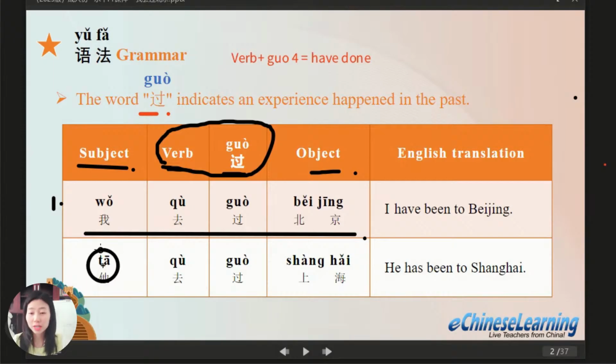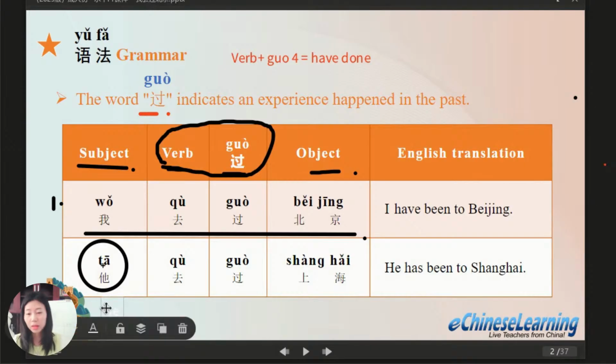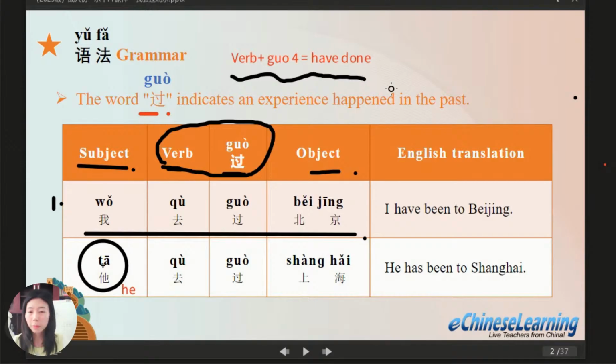For the next one, we change to another subject, which we also learned in our first class. 他 means he. I need to change the color. The whole sentence will be 他去过上海. That means he has been to Shanghai. So here are two example sentences to teach us how to say I have been to somewhere. I don't think that is hard. If you just follow the structure, I think it is super simple.